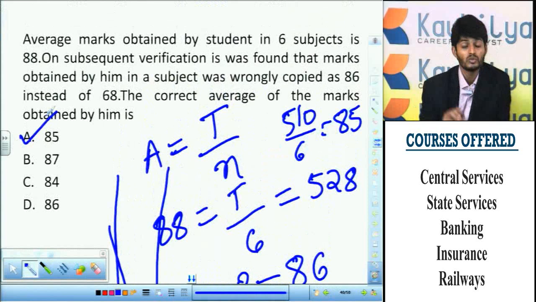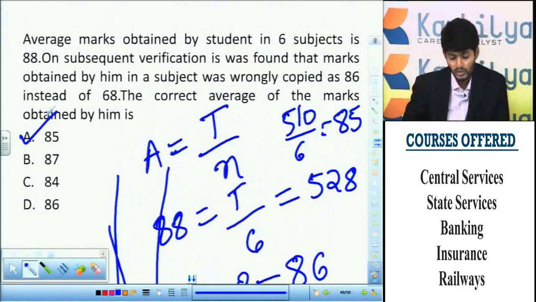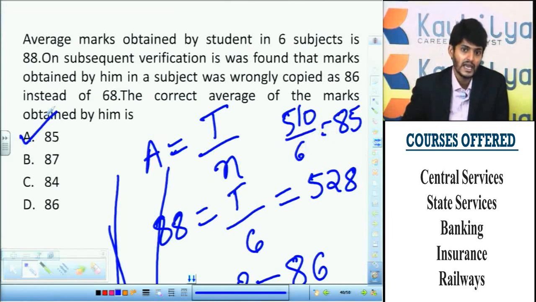So the answer would be 85. Suppose I want to do this problem without doing all this calculation. You know the total average is 88, and you have clearly understood the marks which were supposed to be 68 are copied as 86. So he has made an error by adding 18 extra, right? 86 minus 68, so 18 extra, not 18 less.